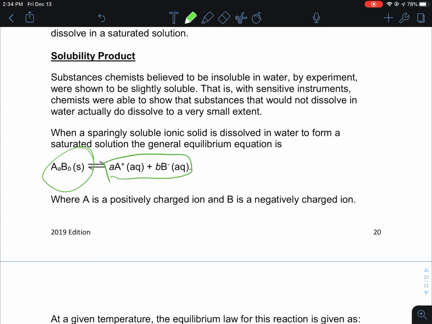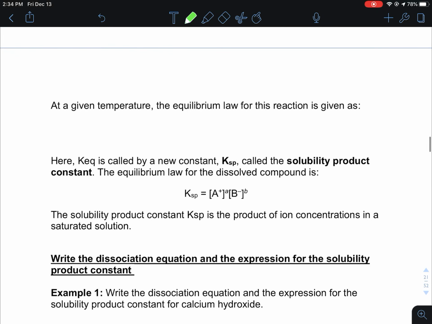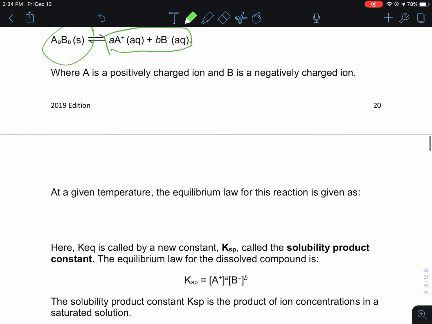So we can also interpret this into a solubility product equation, the same idea as what we did in our equilibrium. At a given temperature, the equilibrium law for the given reaction would be K, in this case let's call it KEQ. We would put the concentration of A plus and the concentration of B minus, up to the powers of a and b. And then we would normally divide by the reactant, the concentration of AB.